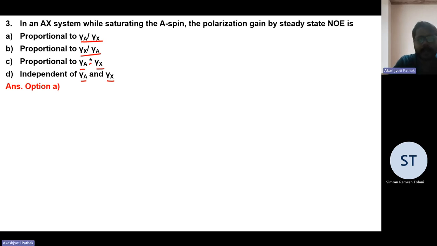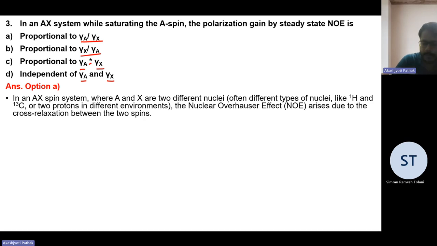So which is the correct option? Correct option is A. Okay. Why? So we will understand why. The answer is option A, because in an AX spin system, A and X are two different nuclei.